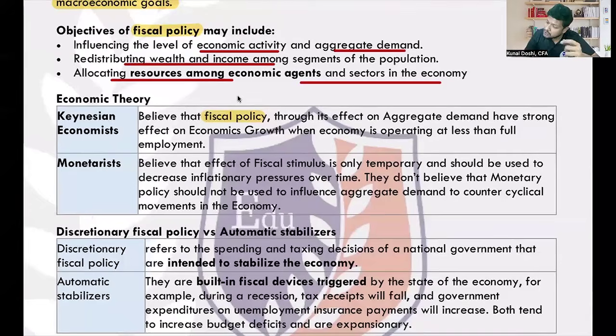Through fiscal policy, there can be an effect on aggregate demand, and a strong effect on economic growth when the economy is operating at less than full employment. What does it mean? When the economy is struggling, not at its full capacity, then through fiscal policy, meaning through government intervention, what can happen?